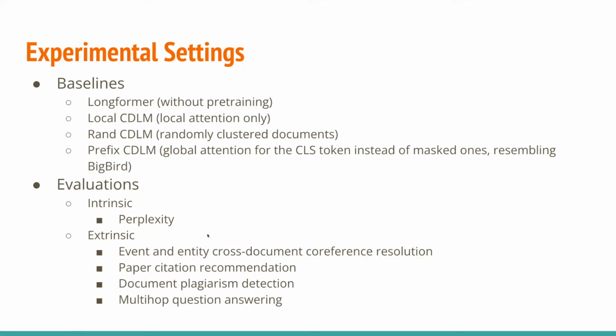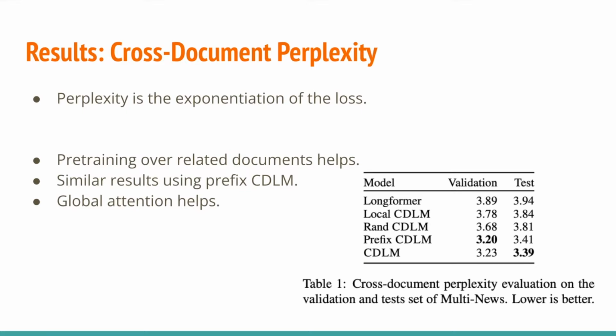Okay, and for the evaluation, they use both intrinsic and extrinsic evaluation. For the intrinsic evaluation, they use perplexity as a metric. For extrinsic evaluation, they have 4 tasks: event and entity cross-document coreference resolution. The second one is paper citation recommendation. Third one is document plagiarism detection. The last one is multi-hop question answering. And let me go over them one by one. So for this paper, most of the parts are their experiments and verification of how useful their CDLM is.